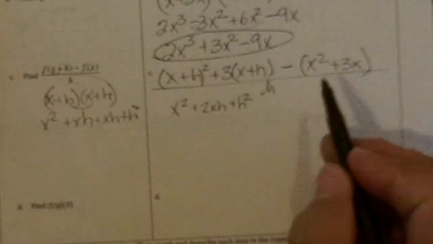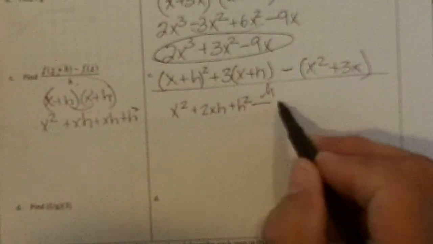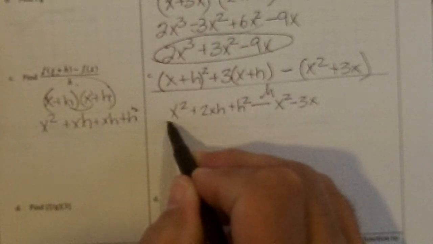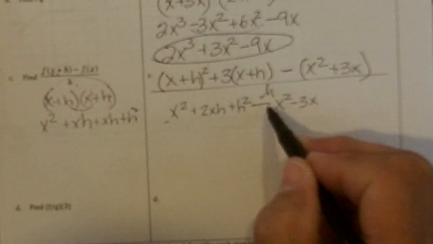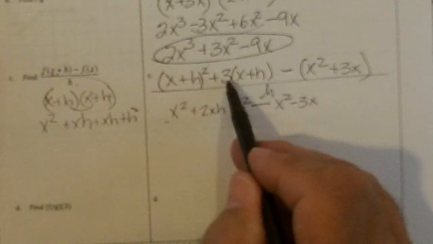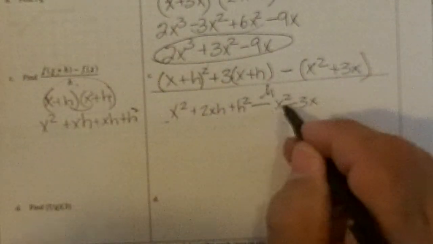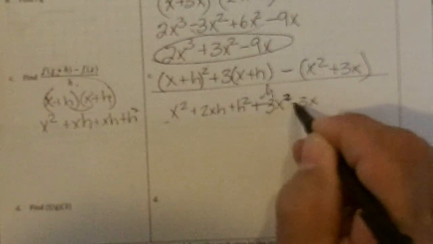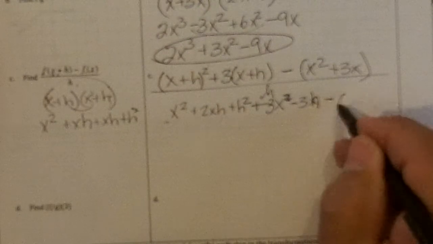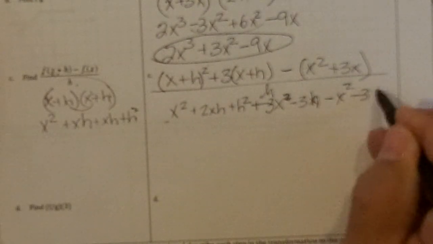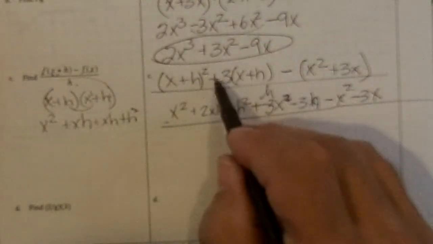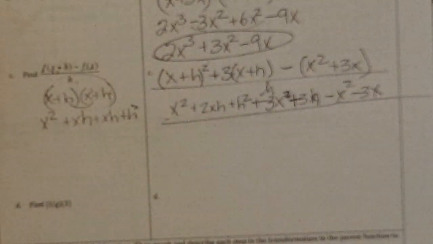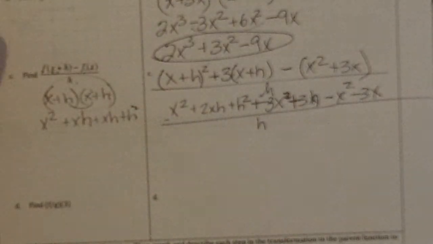H times h was h squared. I missed that there. Minus all of this, which means minus the x squared and minus 3x, not plus 3x. Oh, and I forgot, I made a mistake. I didn't, like some of you did on the test. There's a plus 3x. Let's get that. 3x plus 3h, and then minus the x squared minus 3x. This is plus 3x plus 3h. Get that all correct. All over h.